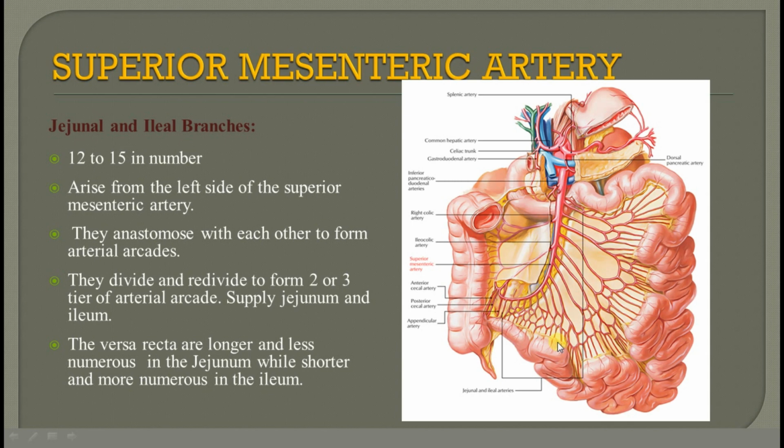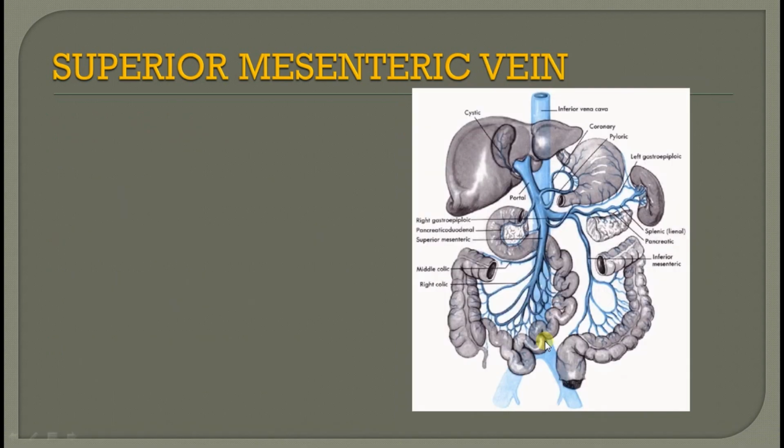So finally I will repeat the branches once again. From the concave right side you have the middle colic, right colic, ileocolic. Ileocolic gives anterior cecal, posterior cecal, appendicular arteries, and also gives ileal branches. From the convex left side you have jejunal and ileal branches. They form arterial arcades, and ultimately they give rise to vasa recta, long straight vessels in the jejunum. These straight vessels are shorter and more numerous in the ileum.